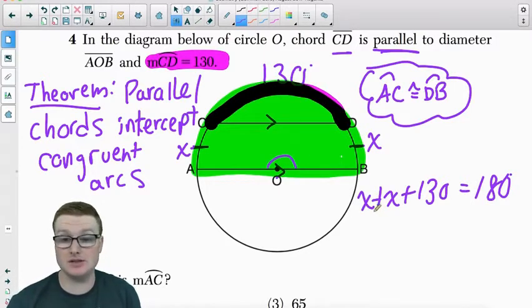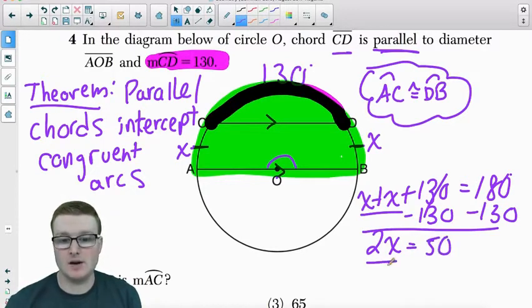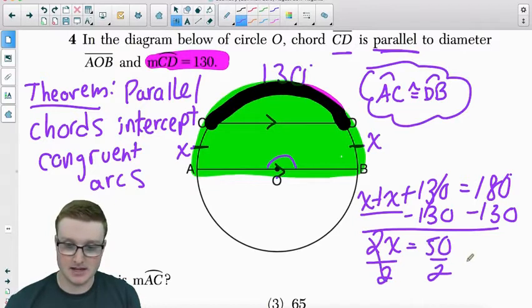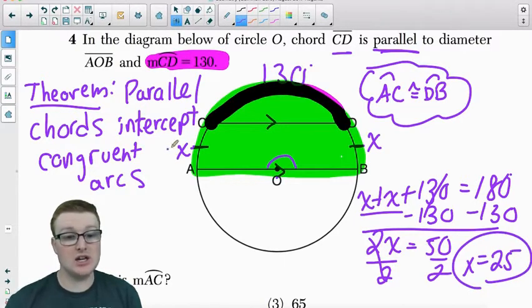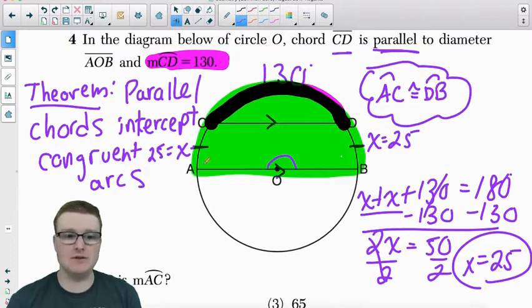Now just combine like terms and solve. I'm going to combine these two x's. We get 2x. I'm going to subtract the 130 on both sides. So we get 2x is equal to 50. Divide by 2 on both sides. And you get x equals 25. So each individual arc is 25. Now, if you want to check yourself, take 25 plus 130 plus 25 and make sure that it equals the semicircle of 180 degrees, and it does.